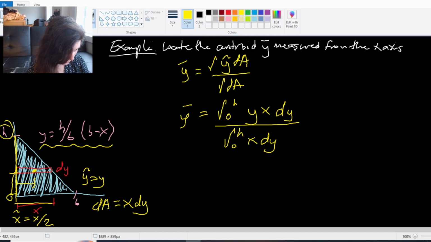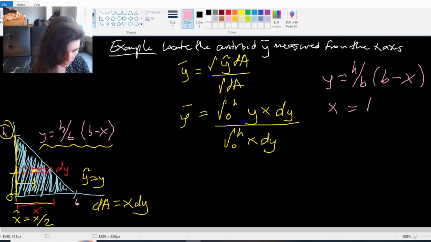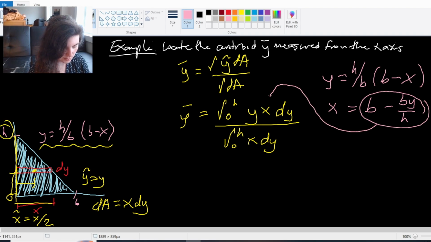Right, so if I have this y equals h over b times (b minus x), if I do a little algebra to rearrange this, I get my x is b minus by over h. So it's not going to be the funnest integral that we're going to have to do because I'm going to have to substitute this into my x's on the top and bottom here.